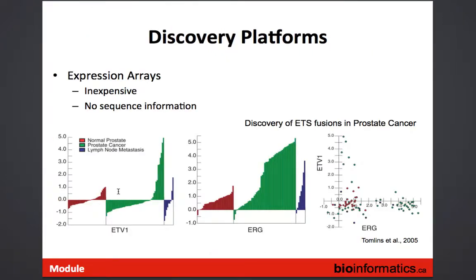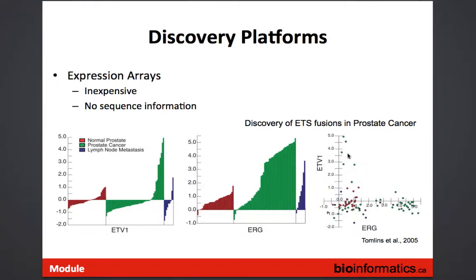And so if we're thinking about expression, then one way the expression patterns have been used to detect gene fusions is where expression arrays were used to detect the ETS fusions in prostate cancer by just looking for upregulated genes. And they found that ETV1 and ERG, both ETS transcription factors, were both highly upregulated in prostate cancer, and that they were also mutually exclusively upregulated. So either one was upregulated or the other in different samples.